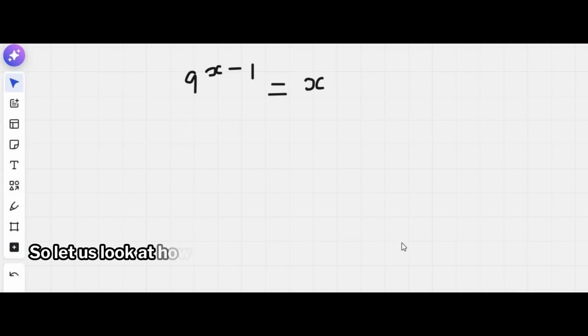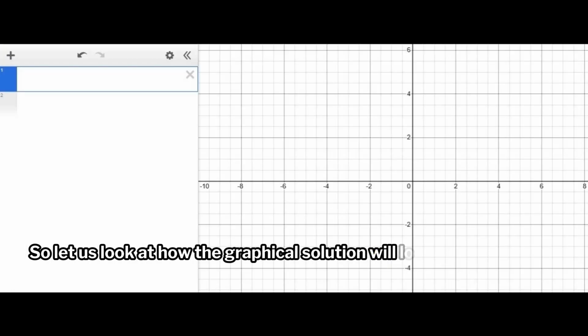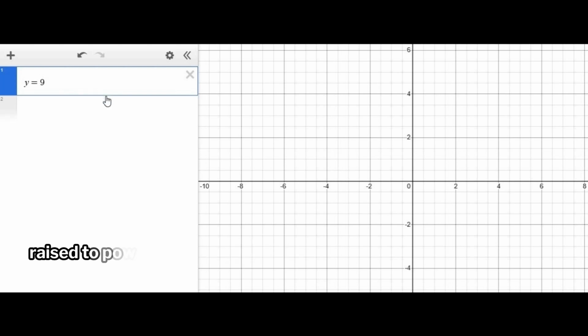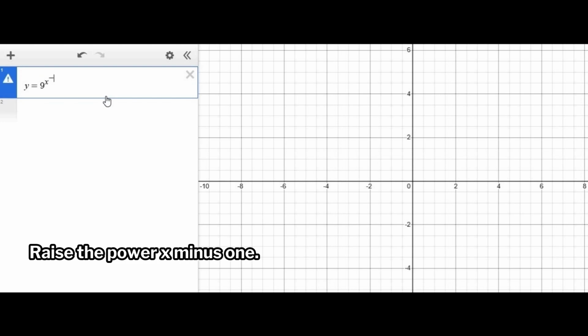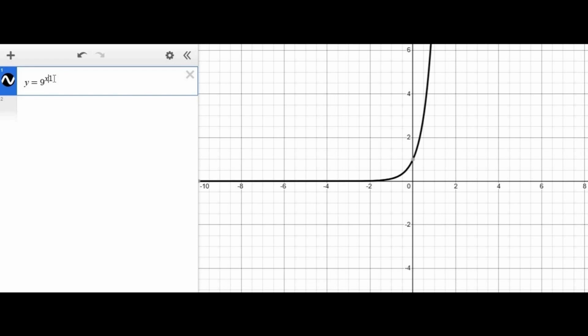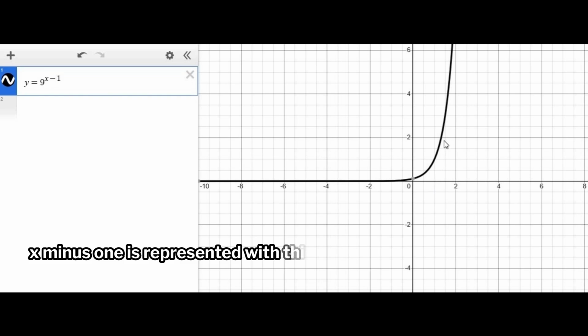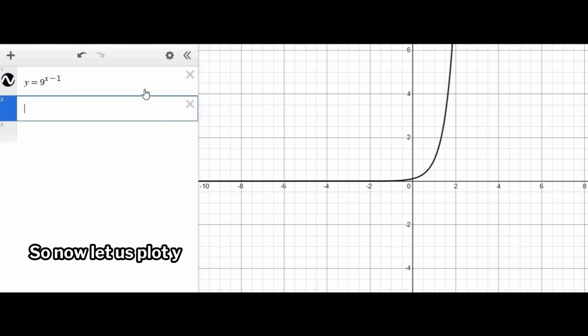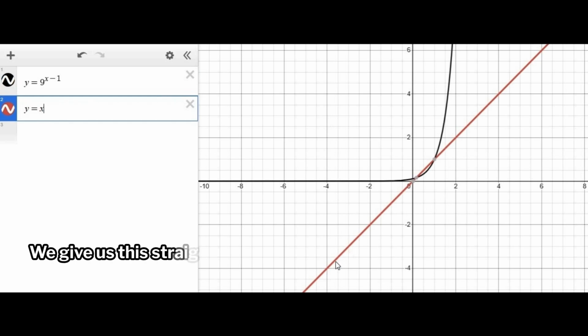So let us look at how the graphical solution will look. First, let me input y equals 9 raised to power x minus 1. So 9 raised to power x minus 1 is represented with this curved black line. Now let us plot y equals x. So y equals x will give us this straight red line that we have here.